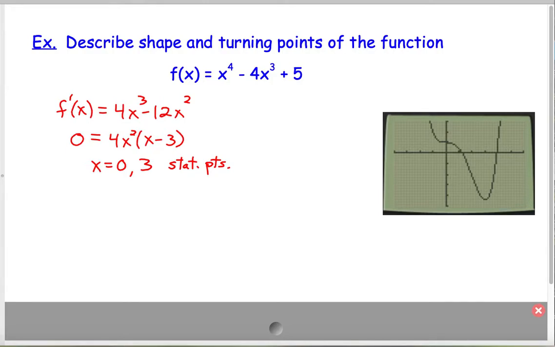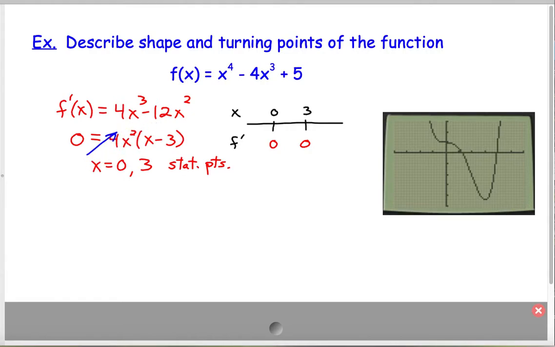Okay, let's make a sign chart for this. X equals 0, x equals 3, values of x, values of f prime. All right, let's get an arrow and see what I'm looking at. Let's find out what happens from negative infinity to 0. Pick a number less than 0. How about negative 1? Plug it into the derivative. I'll plug it into the factored form.